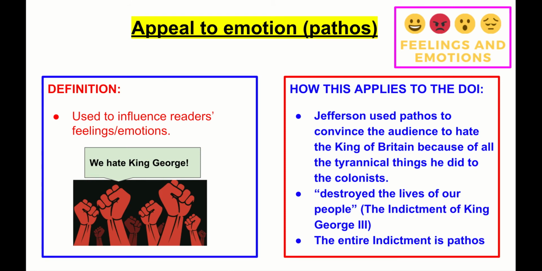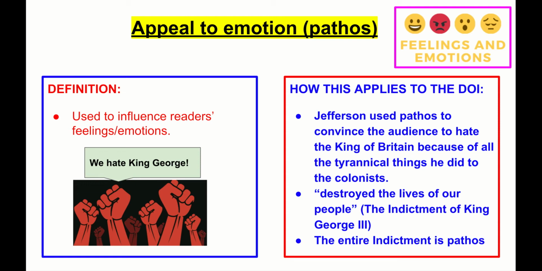So let's talk about those techniques. You're already familiar with three of these, and then I will introduce a new one. First, we have appeal to emotion, which is pathos, used to influence readers' feelings and emotions. How this applies to the Declaration of Independence: Jefferson used pathos to convince the audience to hate the King of Britain because of all the tyrannical things he did to the colonists. So here's an example from one section of the text.